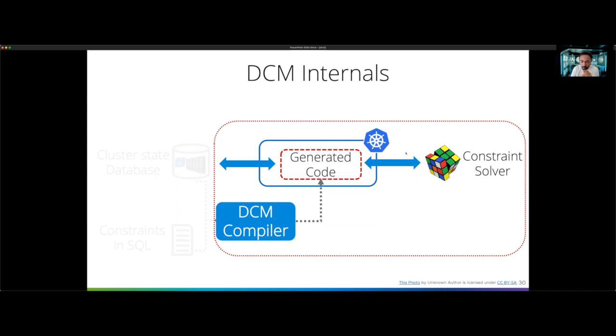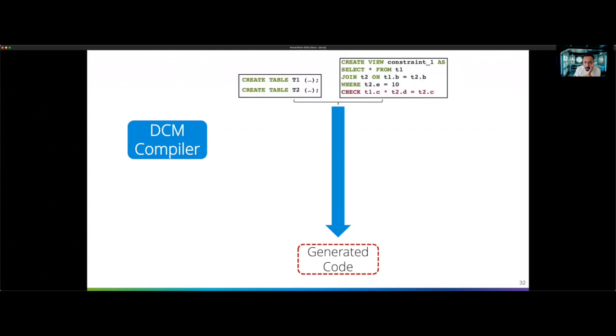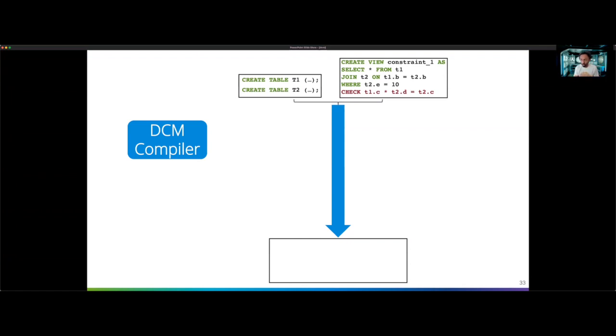Okay. So behind the scenes, what happens is we have a compiler that basically looks at the schema and the constraints. And from this, we need to generate some code that you can actually run at runtime, right? Your schema and constraints are basically some SQL queries and some DDL statements that give you type information of different columns. And there's a bit of a process to this. This is very standard compiler stuff, right? So there isn't much interesting going on here.